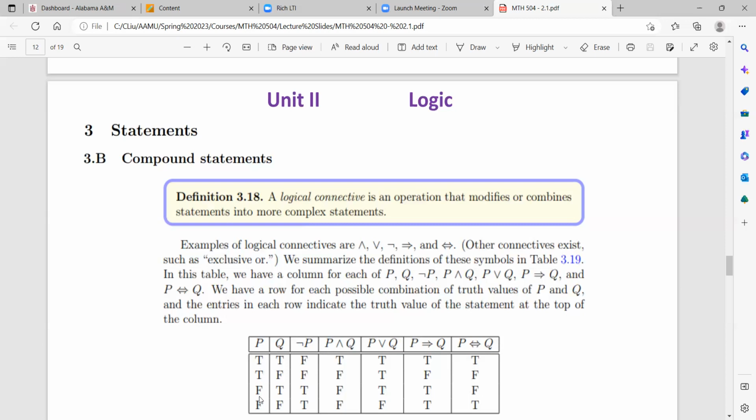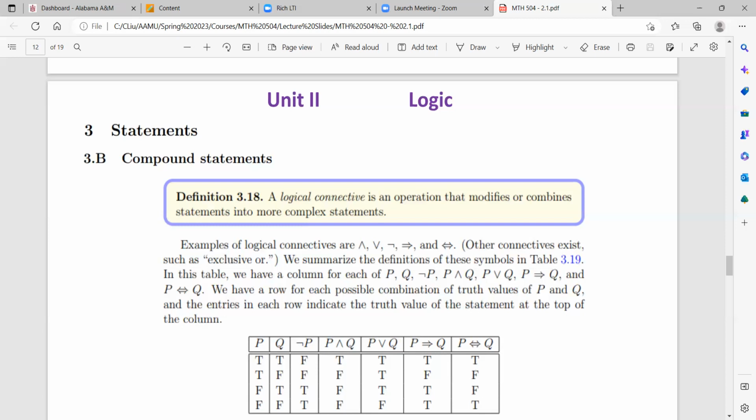The next row is P is false and Q is true. So the negation of P is true this time. P and Q is false again because P is false, and P or Q is true because Q is true. P implies Q is true because P is false. Whenever P is false, this is always true. And P if and only if Q is false, because P and Q have different truth values.